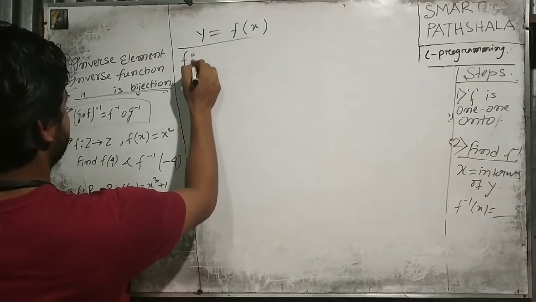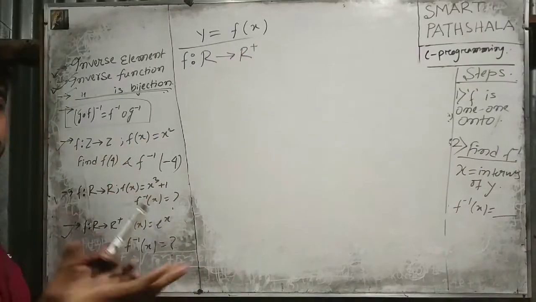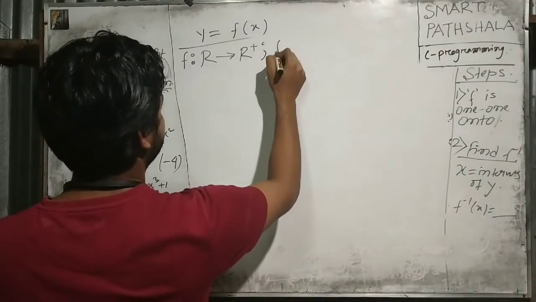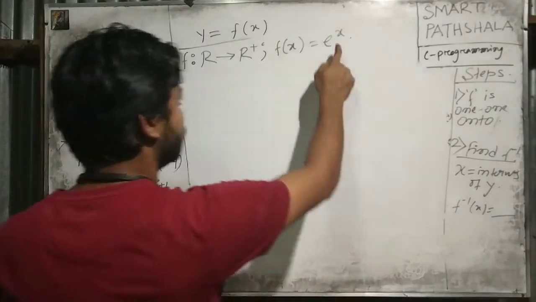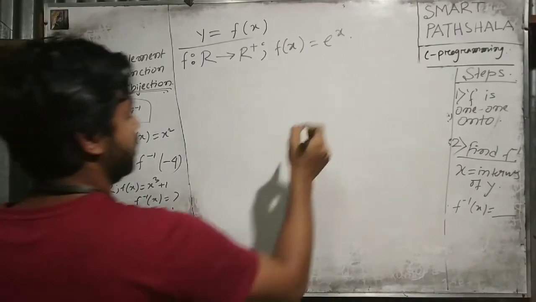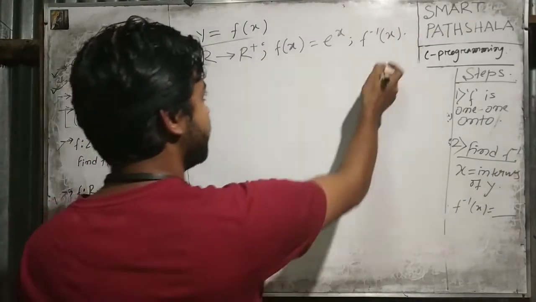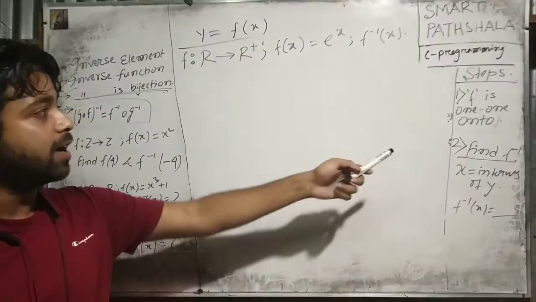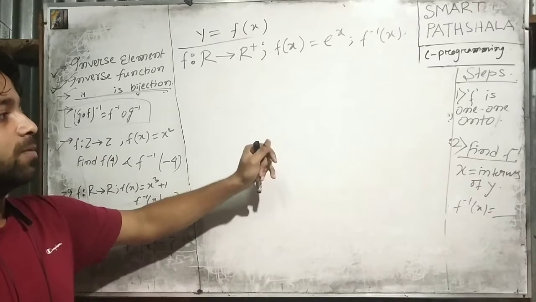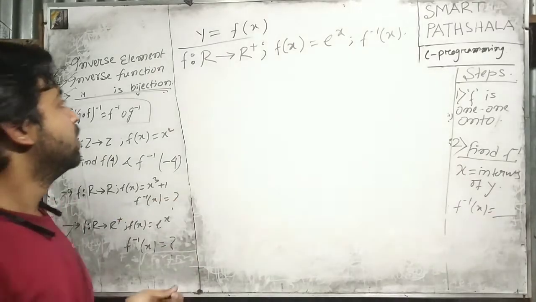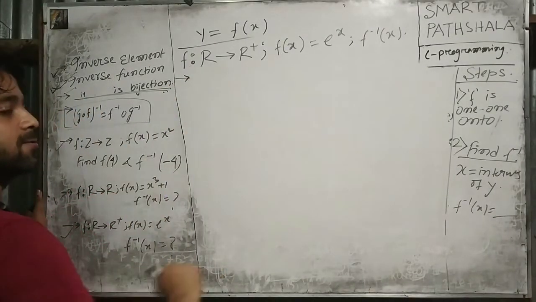Here it's given that f maps from R to R plus. R plus means the positive real numbers, and f of x is defined as f of x is equal to e to the power x. Now you all should know that e is a positive number, and we have been asked to find f inverse of x. For finding f inverse of x, we need to follow these steps: we have to prove that f is one-one and onto, and then we have to find f inverse, right? Okay, so the first step, follow the previous solution.